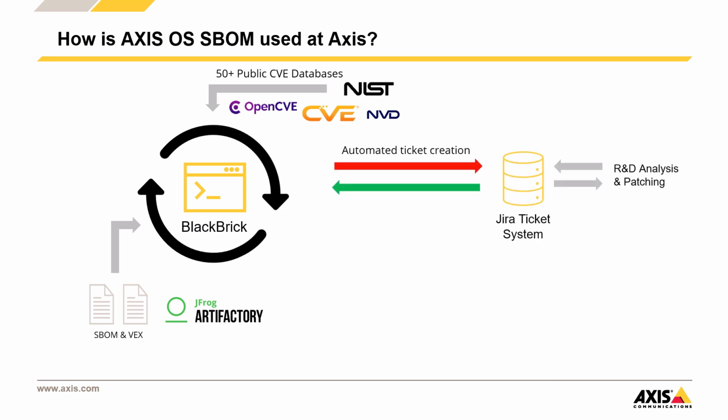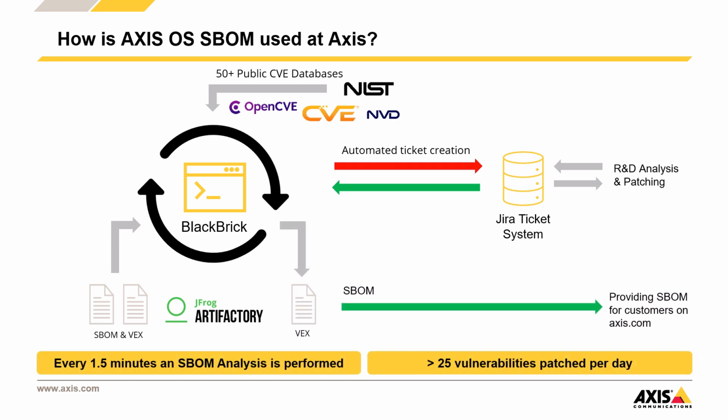When vulnerabilities are detected, BlackBrick automatically assigns them to the appropriate development teams. This ensures timely review, assessment, and remediation by our R&D teams, and as a result, known vulnerabilities are patched efficiently and systematically. This automated process ensures that patches for known vulnerabilities are systematically included in every new AXIS OS software release. It's a fundamental element in our approach to secure software development, one that reinforces customer trust and positions AXIS as a reliable partner in safeguarding the software supply chain.